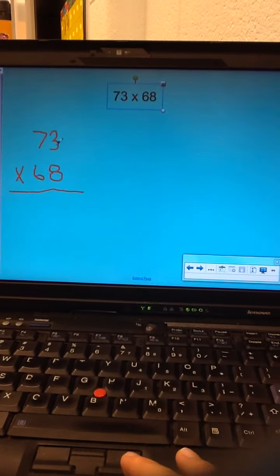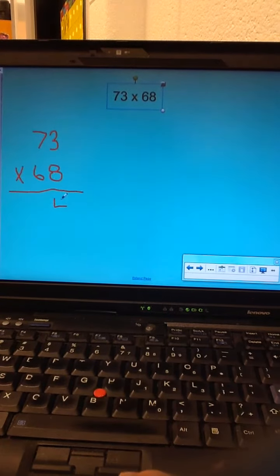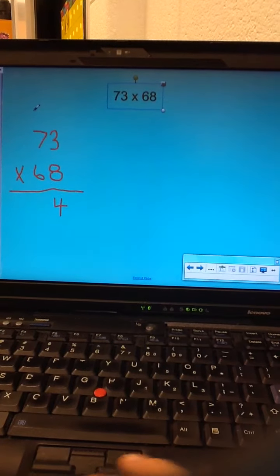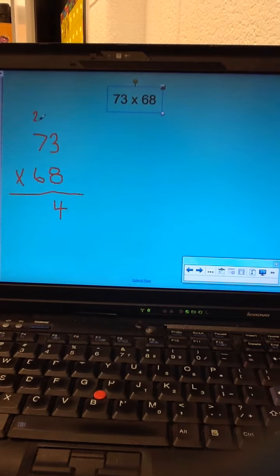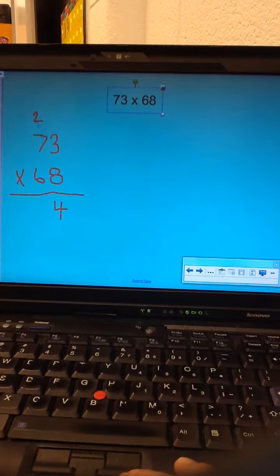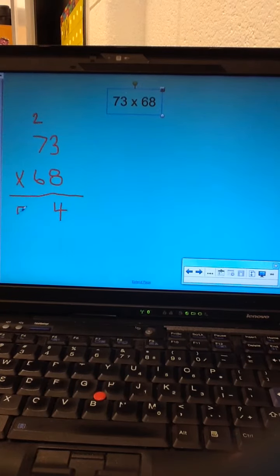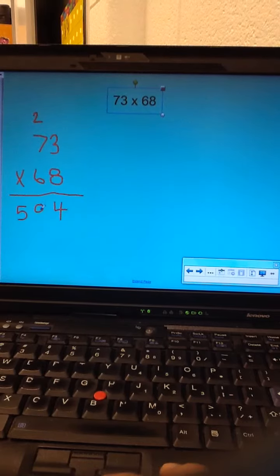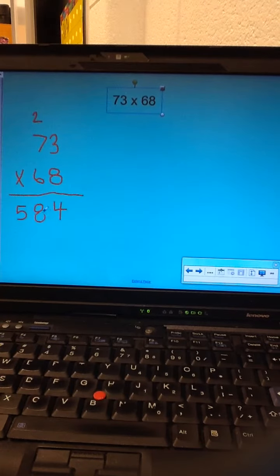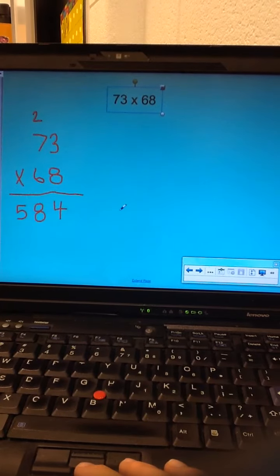Hopefully you and your group said 8 times 3 is 24. So you write your 4 and you carry your 2. Then 8 times 7 is 56, plus 2 is 58. Pause the video and see if you can complete the very next step of our problem.